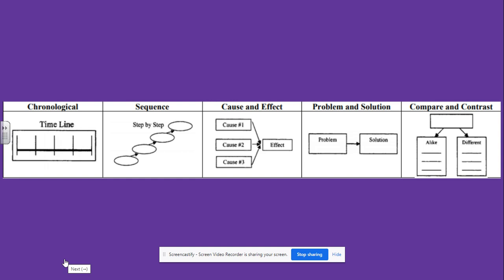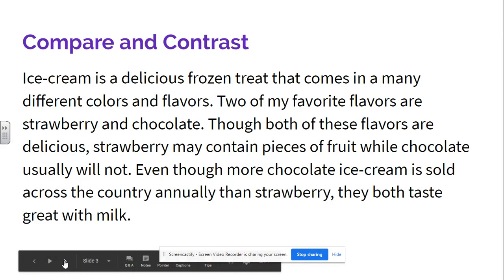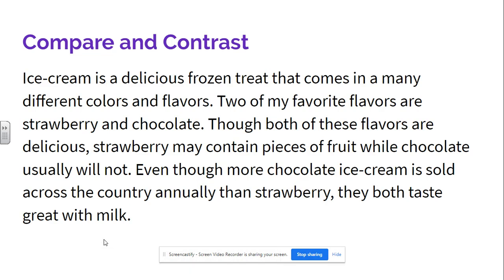Today, I'm going to show you several pieces about ice cream, and I'm going to show you how it takes the form of 3 different text structures. I'm also going to point out some words that writers can use to help their reader identify the text structure. The first text structure is compare and contrast. See if you can notice how the author talks about how the ice cream flavors are similar and different.